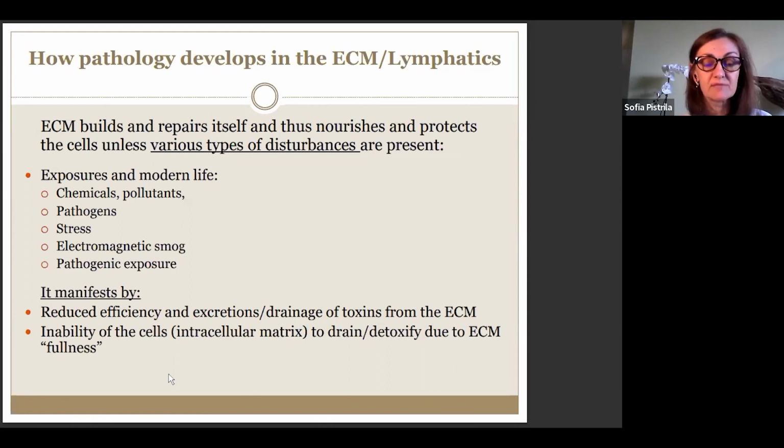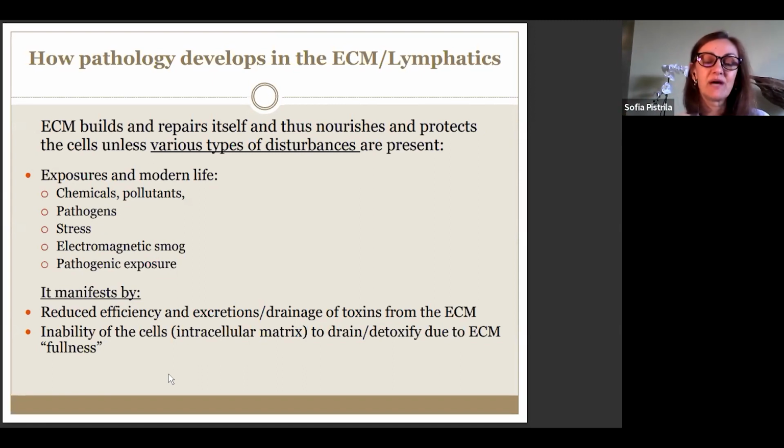Stress, electromagnetic smog, as we call it today. Electromagnetic exposure: the laptop in front of me, maybe in front of you, and the Wi-Fi and the cell phone, all that stuff, 5G now and so on. Pathogenic exposure as well. Oops, I wrote it twice, because they're very important too.